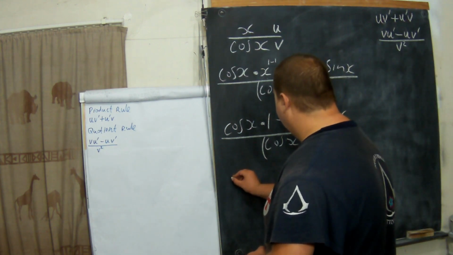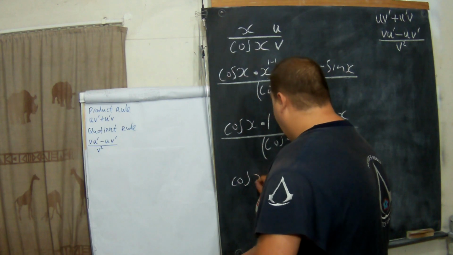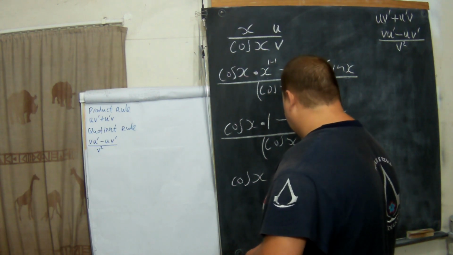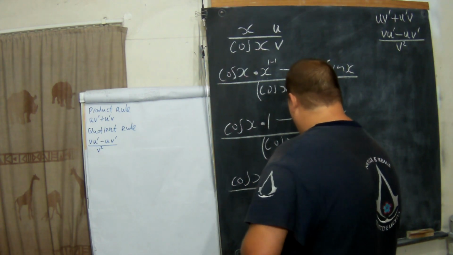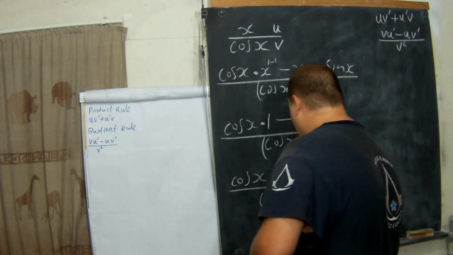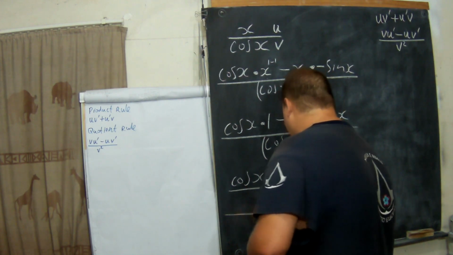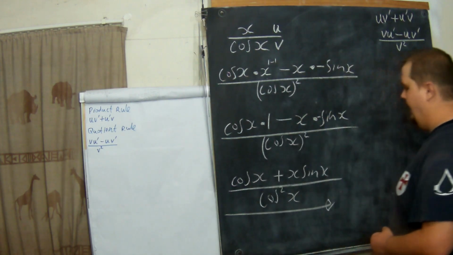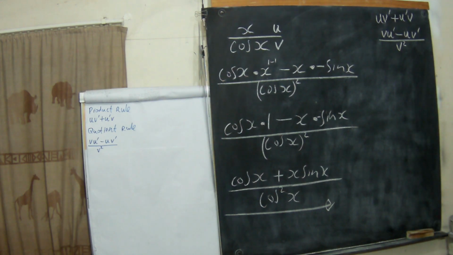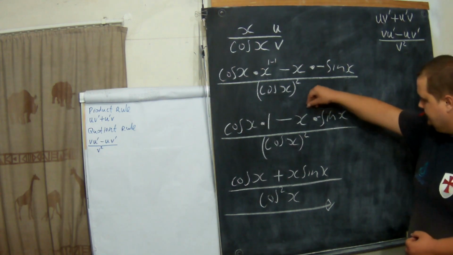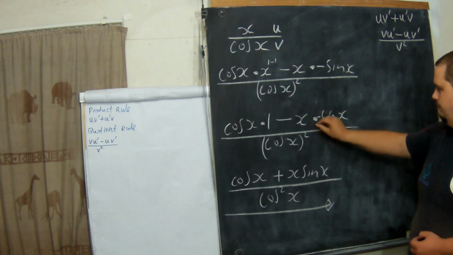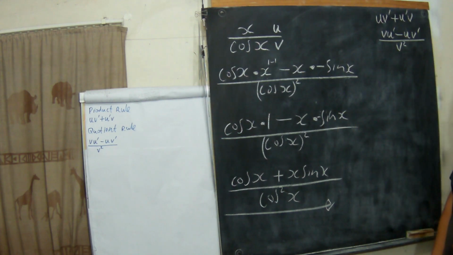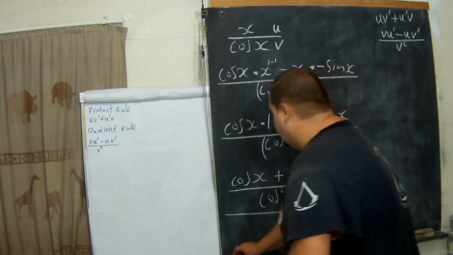Next step is cos x plus x sine x, all over cos squared x. And that is our sum. All I did was take the minus times the minus and made it a plus, and then I've just combined these two over here. It's still exactly the same sum. It's just written shorter.